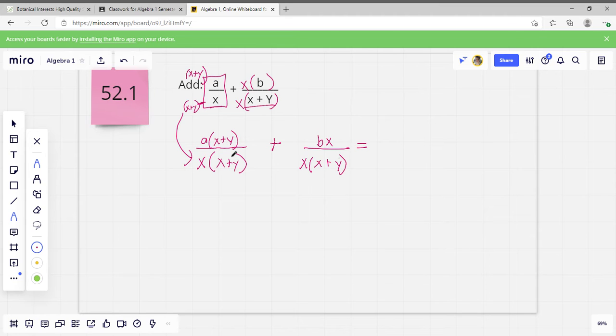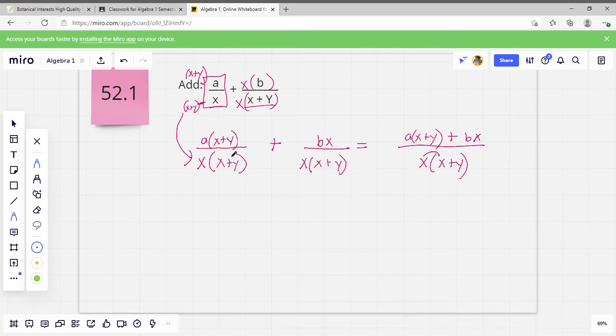Now all we have to do is add, because our bottoms are the same. So we're going to have a times x plus y plus bx. I can't put any of those together because they're not like terms. Over x times x plus y. And that is what your answer is going to look like.